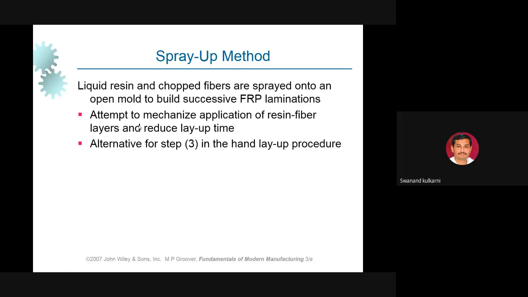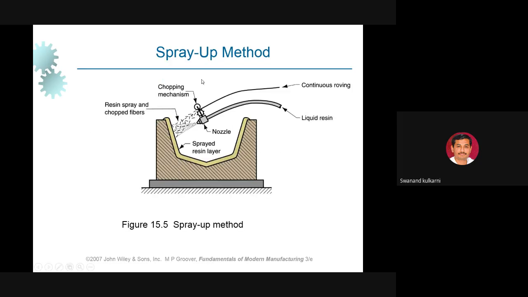Is it okay? Then a spray up process. Here you can see the liquid resin and chopped fibers are sprayed onto the open mold to build successive fiber reinforced plastic laminations. Here you can see this is the spray up method, resin spray up and chopped fibers. Besides, in hand layup technique we were using the roller, but here we are using a chopping mechanism. Is it okay? Continuous roving or chopping mechanism is used.